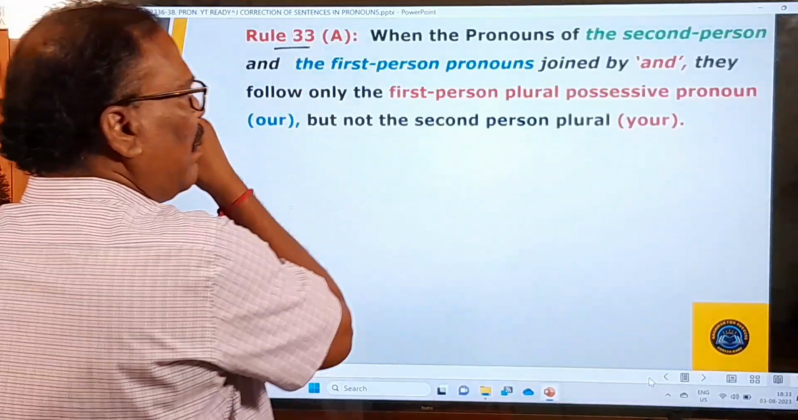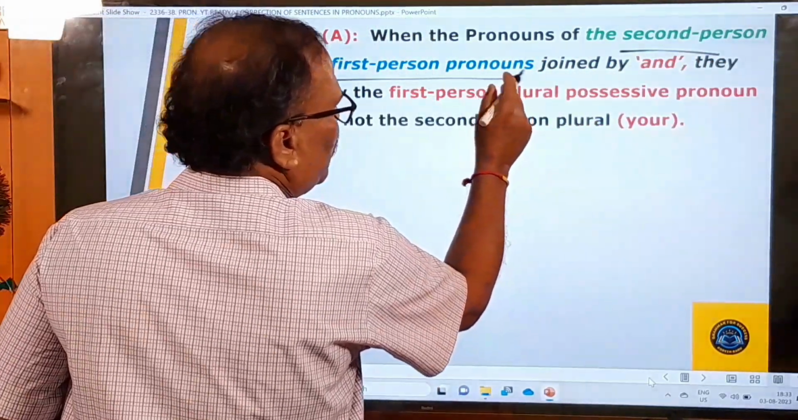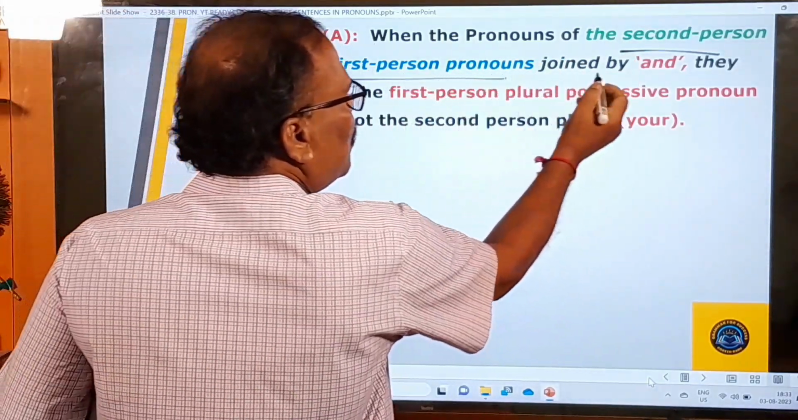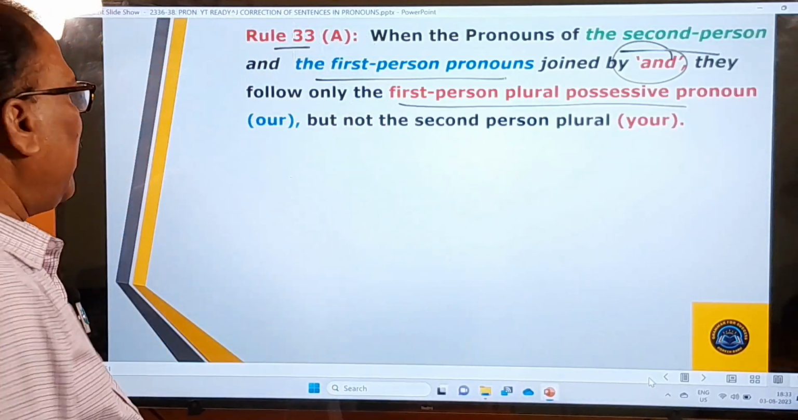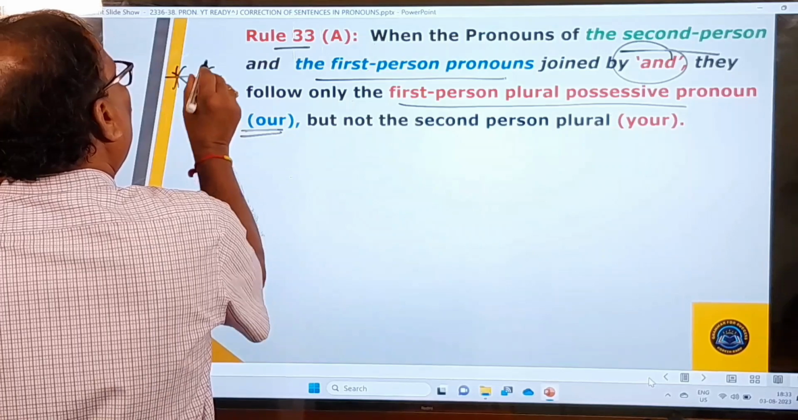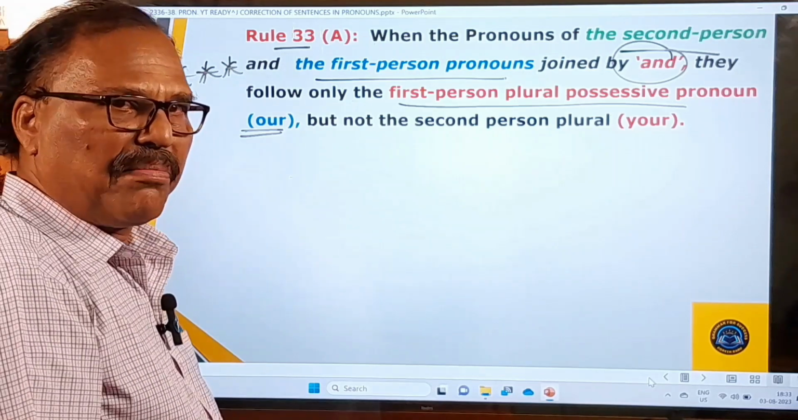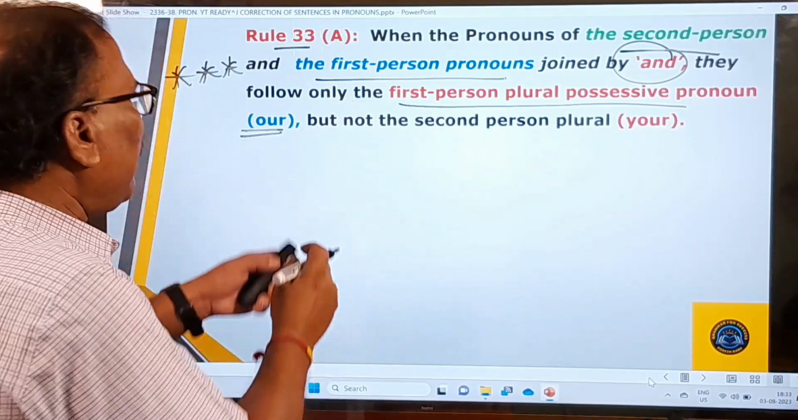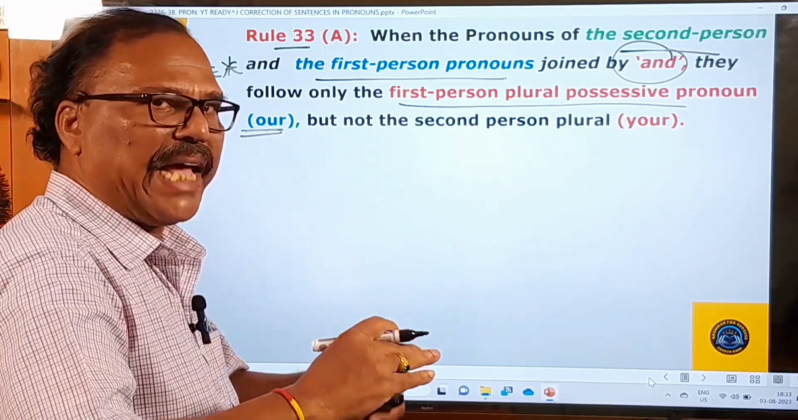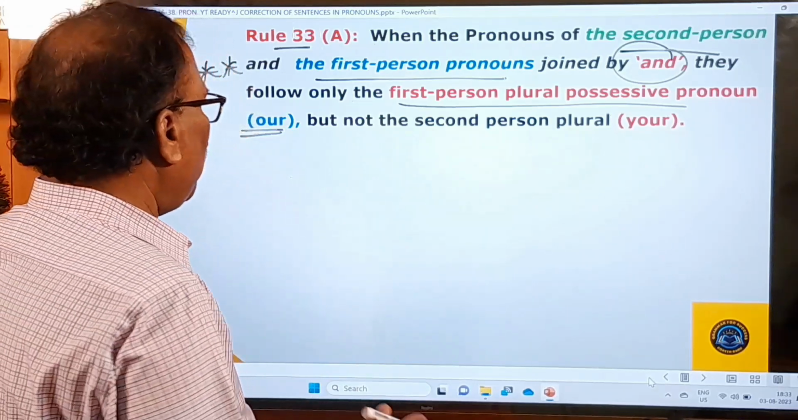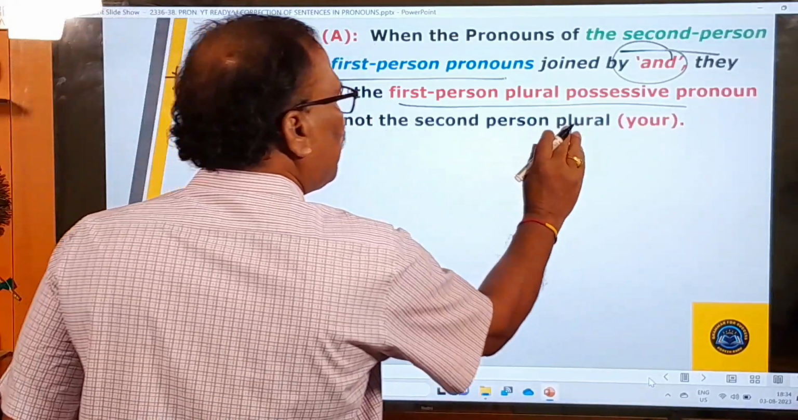33rd rule is there, 33A. When the pronouns of the second person and the first person are joined by and, they follow only the first person plural possessive pronoun, that is our. Very, very important. I have mentioned rule number 33 A, B, C like that. Please follow them scrupulously. Very interesting rule this is, and if you are thorough in these rules, you are damn sure to get success in your competitive examinations. They follow the first person plural possessive pronoun our, but not the second person plural your.